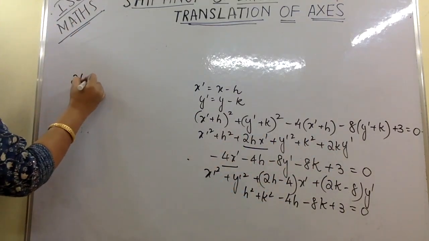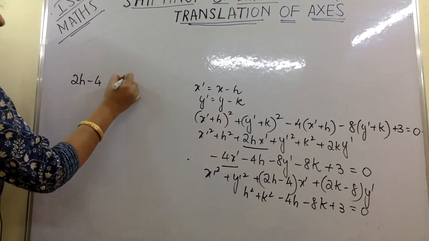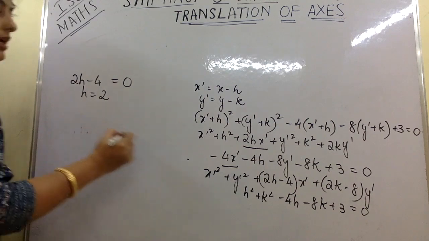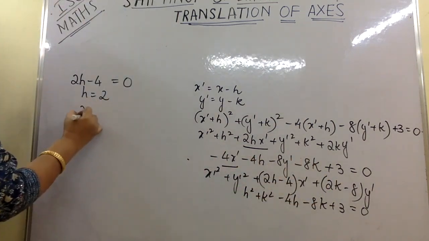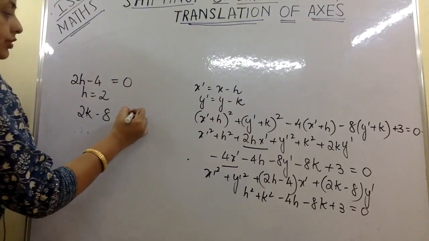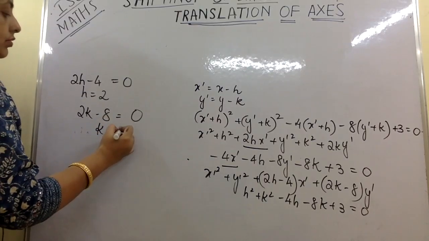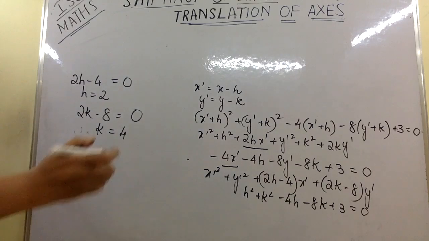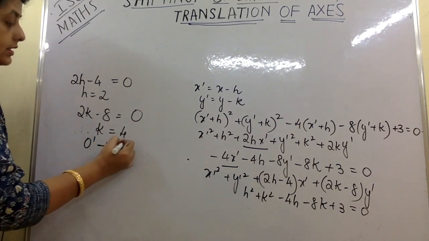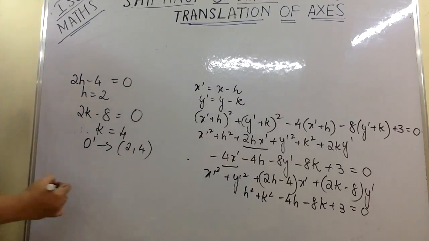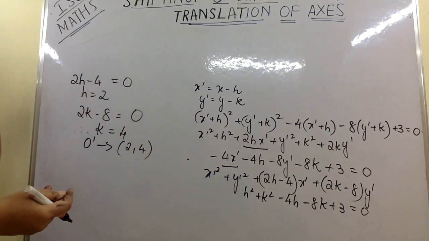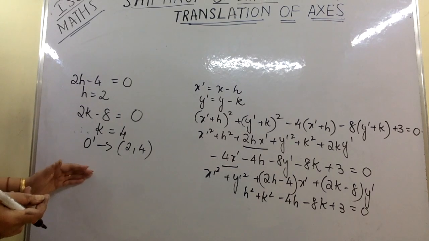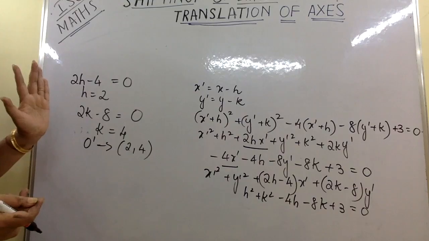So 2h minus 4 is equal to 0, h is equal to 2. So we'll have to make the coefficients 0. 2k minus 8 is equal to 0, k is equal to 4. So the new origin O dash is 2 comma 4. That's the new origin. Okay, so the new origin is 2 comma 4.